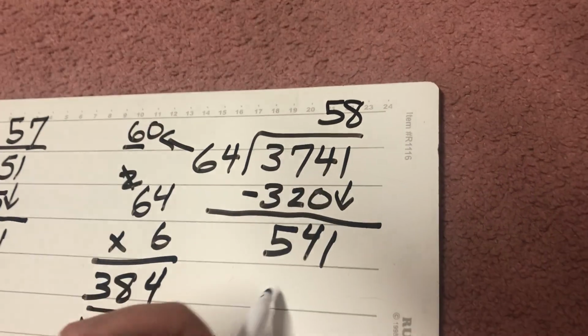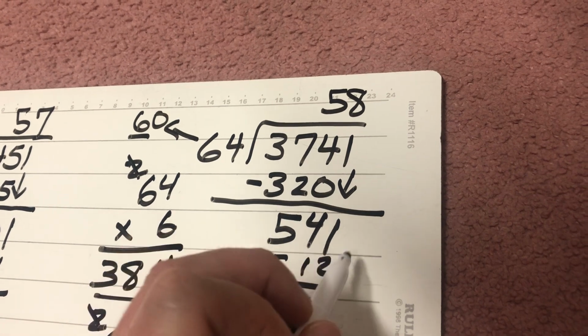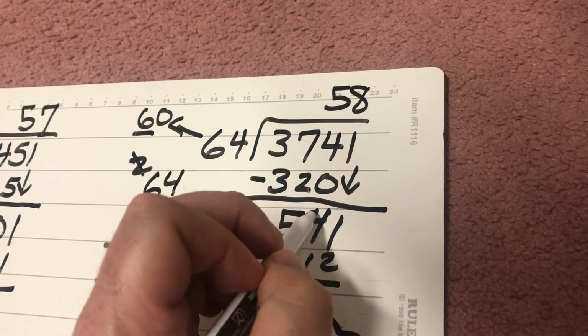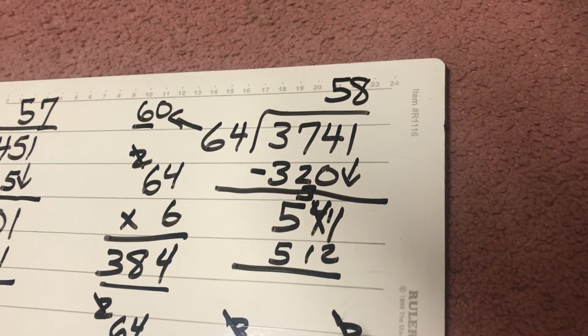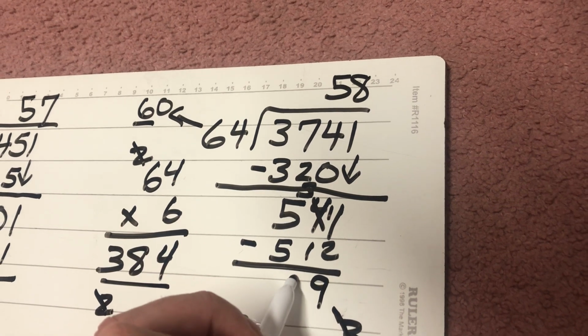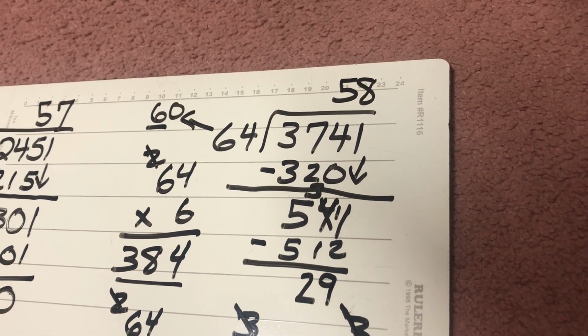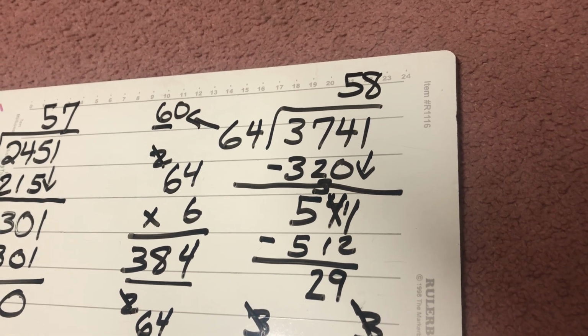So 64 times 8 is 512. 1 minus 2 I can't do, so I'm going to borrow from the 4. I'm going to make that a 3, make that 1 into 11. 11 minus 2 is 9. 3 minus 1 is 2. I know that 5 minus 5 is nothing. I end up with 29.